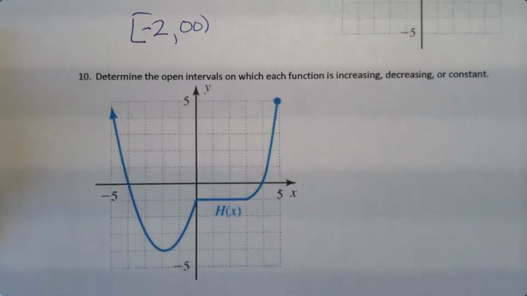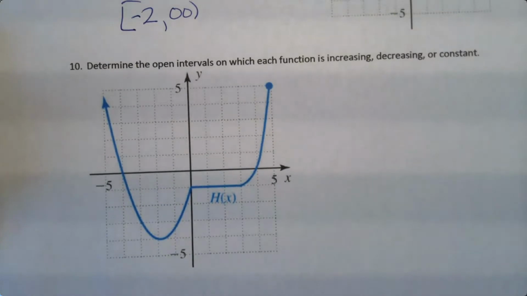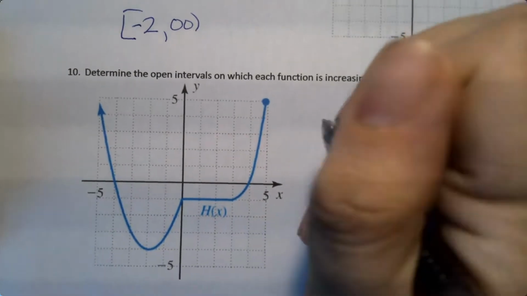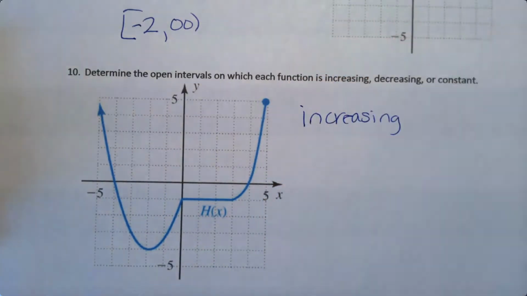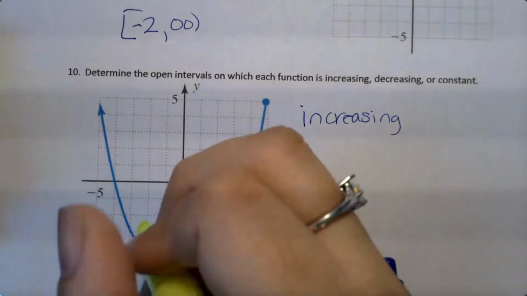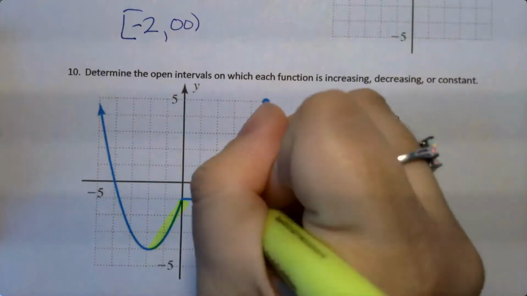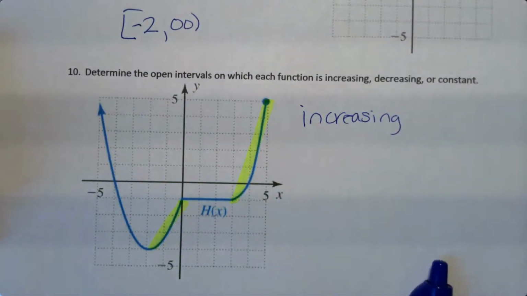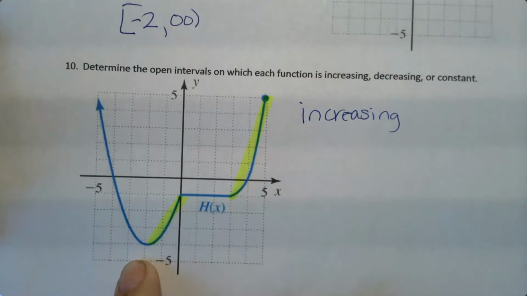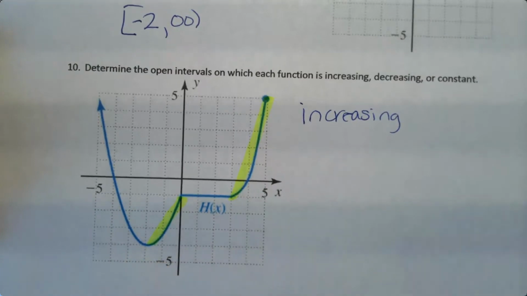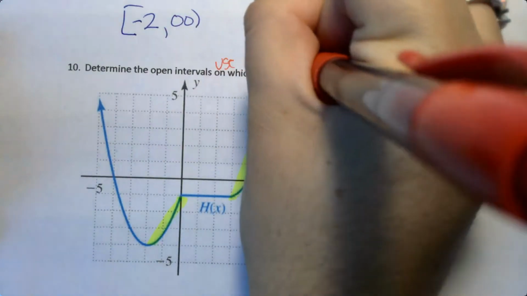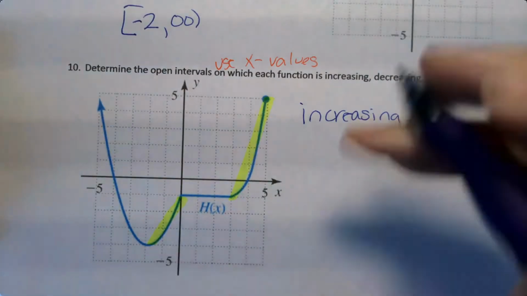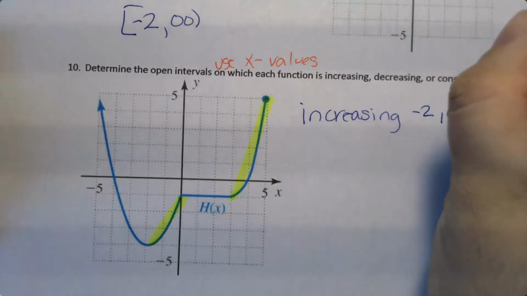Okay, number 10 wants me to determine the open intervals where each function is increasing, decreasing, or constant. I'm going to start off with my increasing. And you always read graphs left to right. So what I want to do is I am going to highlight where it's increasing, so where it's going up. This first section is starting at, and you always use x interval or x values here. So this first section is starting at -2, and it ends at 0.